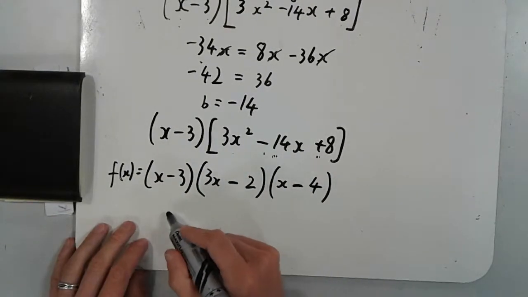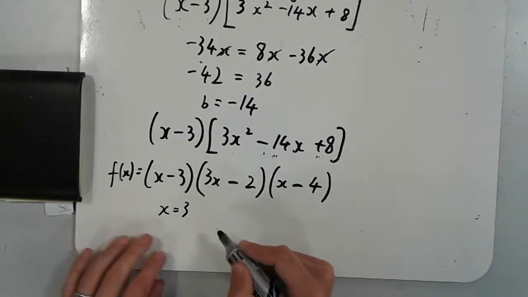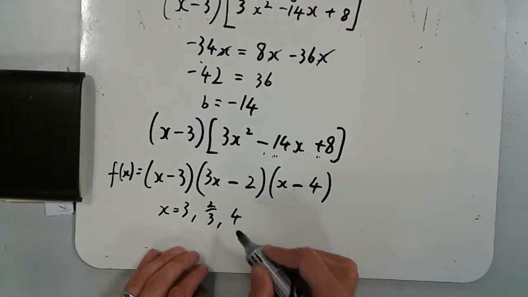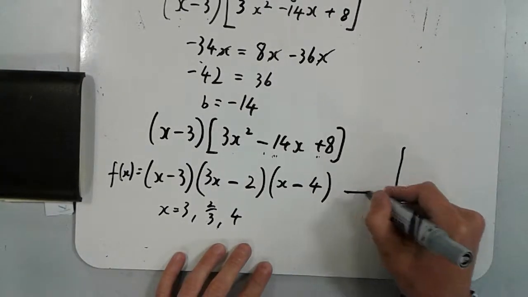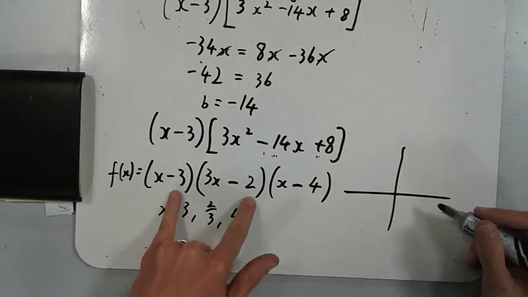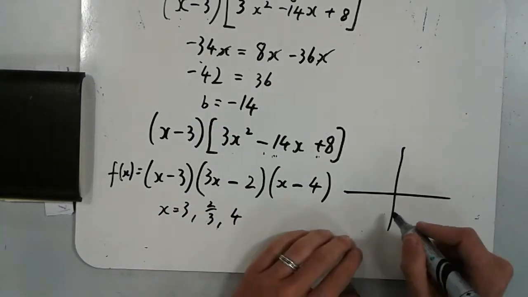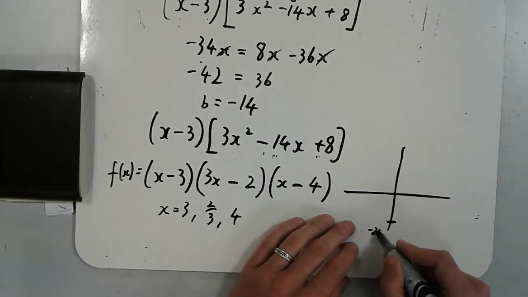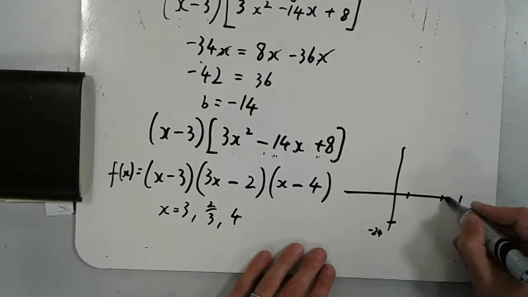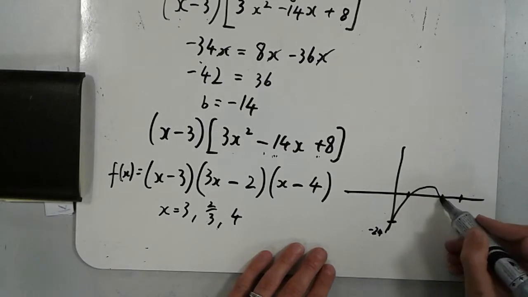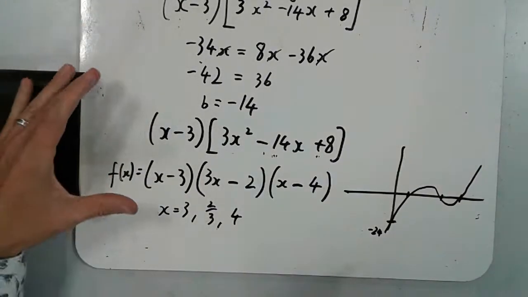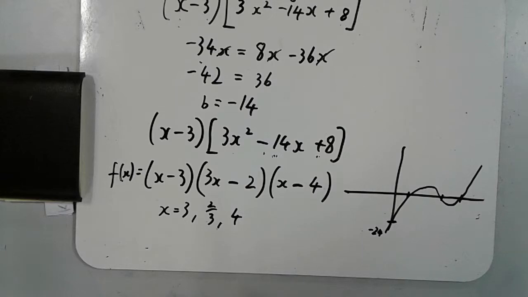We can now list the solutions if we need to. x is 3, as we knew, 2 over 3, or 4. Or if we needed to, we can now sketch it. The y-intercept of 6 times minus 4, minus 24, and then roots at 2/3, 3 and 4. And a positive cubic. Okay, so once we've done that, equated coefficients, we can find lots more information about this function.